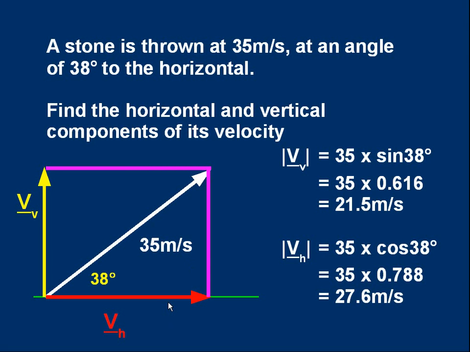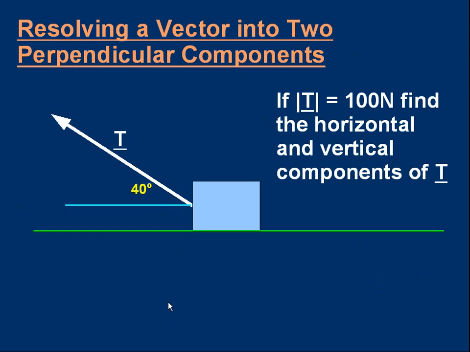Okay, let's try another one. Here's a box, a blue box on the ground. I'm going to fasten a rope to it and pull along at an angle. The rope is at 40 degrees to the horizontal, and there's a tension in the rope. We'll call the tension T. And I'm telling you in the question that the magnitude of T is 100 newtons. And I want to know the horizontal and vertical components of T, this force. In other words, if we split the force into two, what force is pulling it left and what force is pulling upwards? Pause the video, see if you can work that out for yourself.